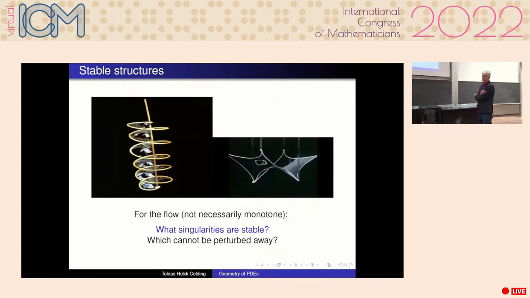And so you can ask for the flow, what are the singularities that are stable? Which ones do you see in nature? I mean, there might be many, and indeed there are infinitely many singularities that are possible, but very few you actually will see in nature. And so you take this flow that is given by surface tension, and you're asking, what are the stable singularities? What are the singularities that cannot be perturbed away? So this is for a general flow that is not necessarily monotone.